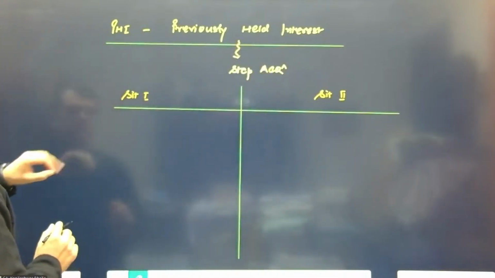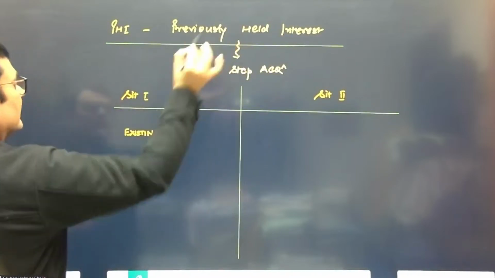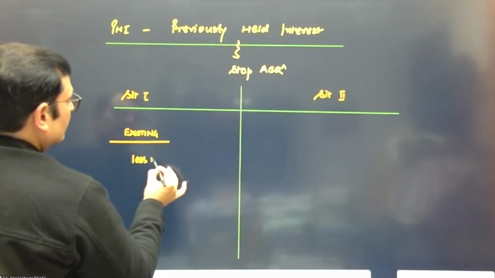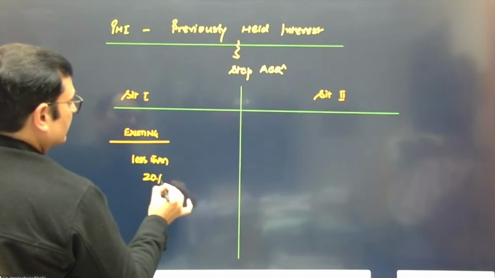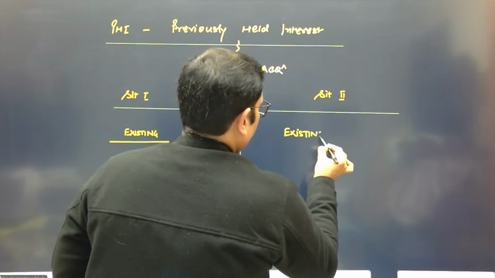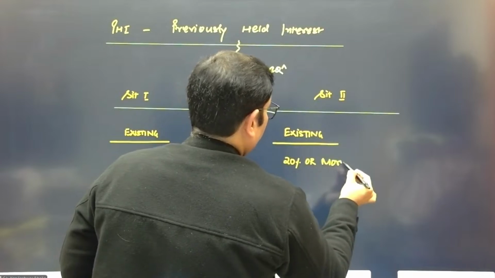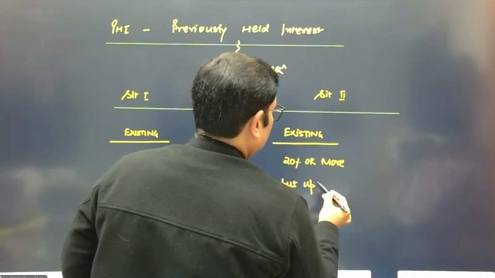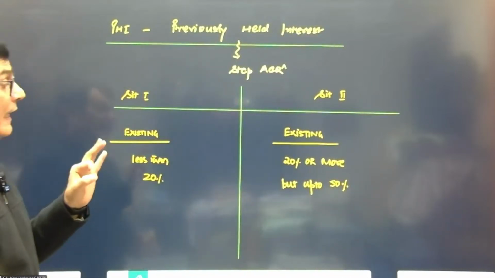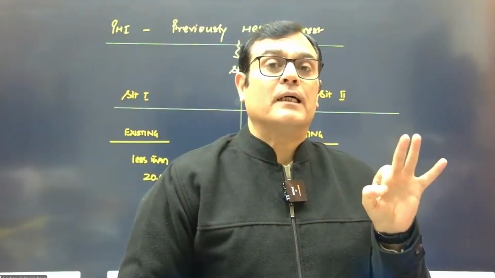So I'm looking at 2 situations. Situation number 1, under the existing situation, the acquirer had less than 20% shares in the acquiree. Situation number 2, under the existing situation, the acquirer had 20% or more, but up to 50% stake in the company. So I'm looking at two possibilities: the acquirer had below 20% stake, or he had 20 or more than 20 but up to 50% stake.